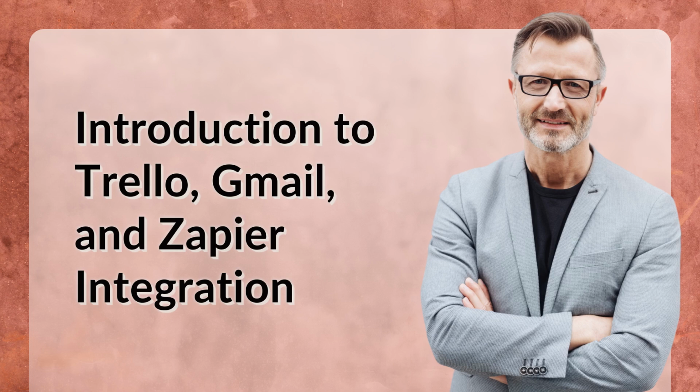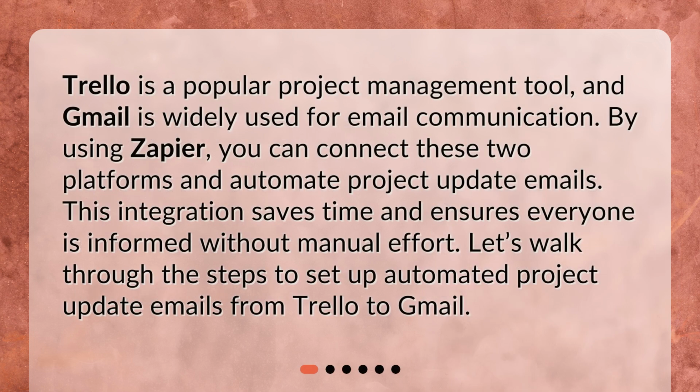Introduction to Trello, Gmail, and Zapier integration. Trello is a popular project management tool, and Gmail is widely used for email communication. By using Zapier, you can connect these two platforms and automate project update emails. This integration saves time and ensures everyone is informed without manual effort. Let's walk through the steps to set up automated project update emails from Trello to Gmail.